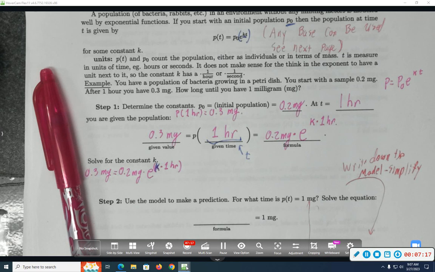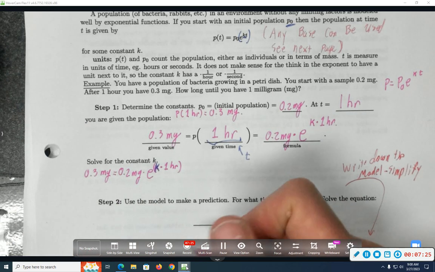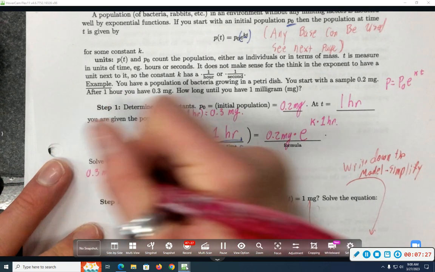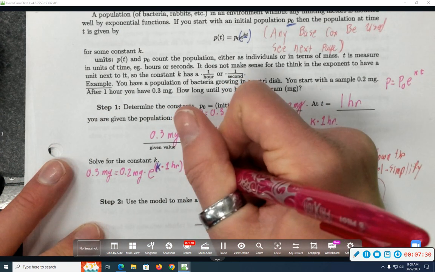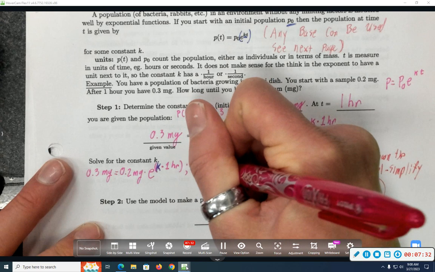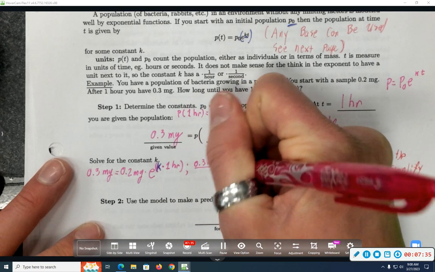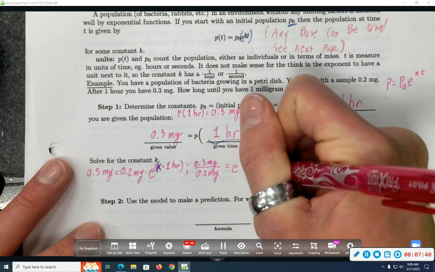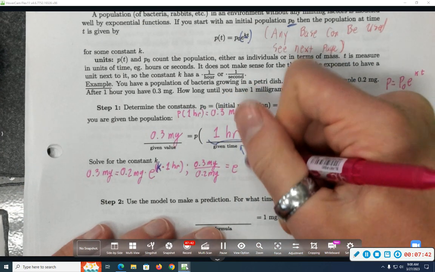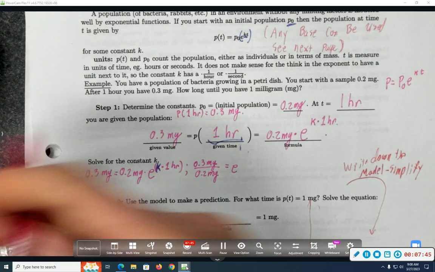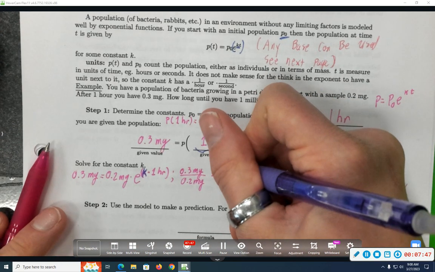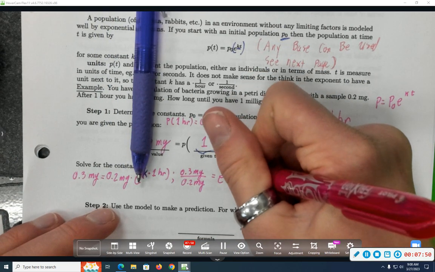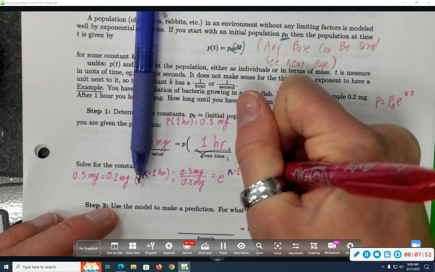Divide the 0.2, and maybe I'll even divide 0.2 milligrams to the other side. If you weren't including the units already, then you wouldn't see the milligrams anyway, and they're about to disappear. So it'll become, have I painted myself? Yeah, I have enough space to do this. 0.3 milligrams divided by 0.2 milligrams is equal to e to the unknown thing K times 1 hour.